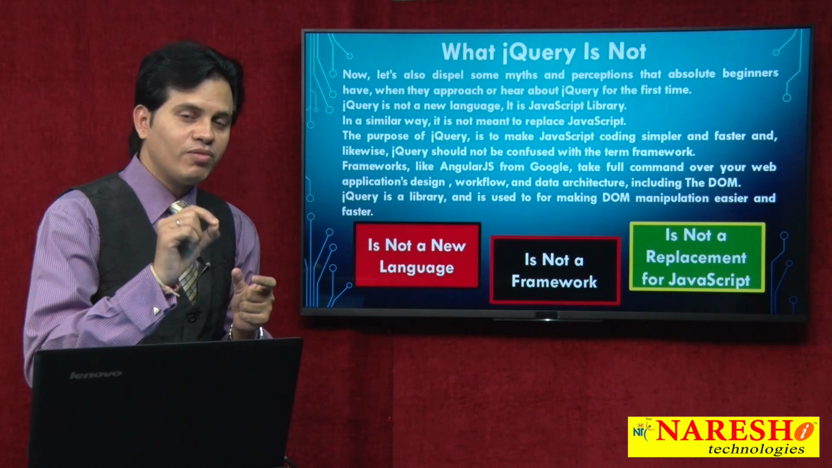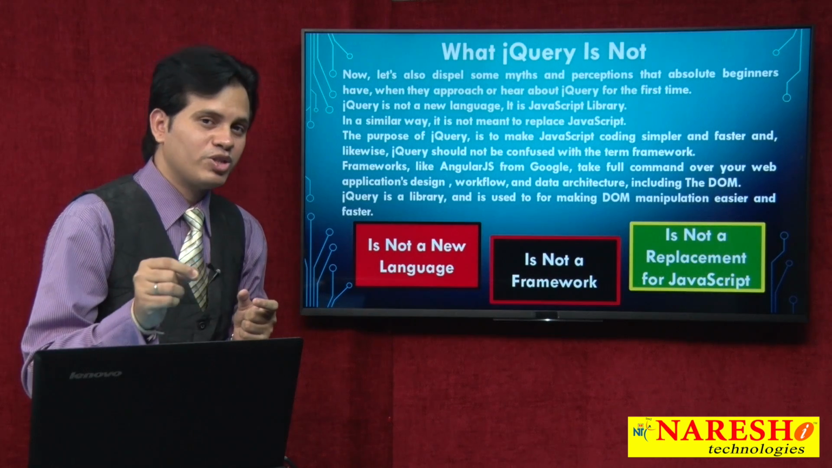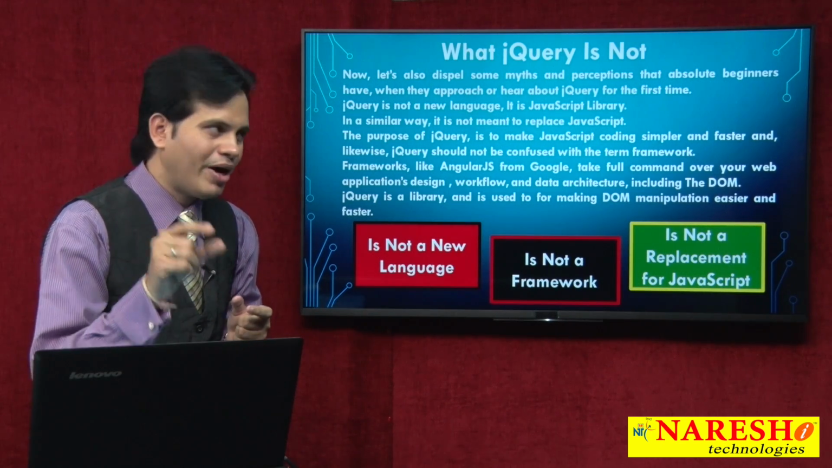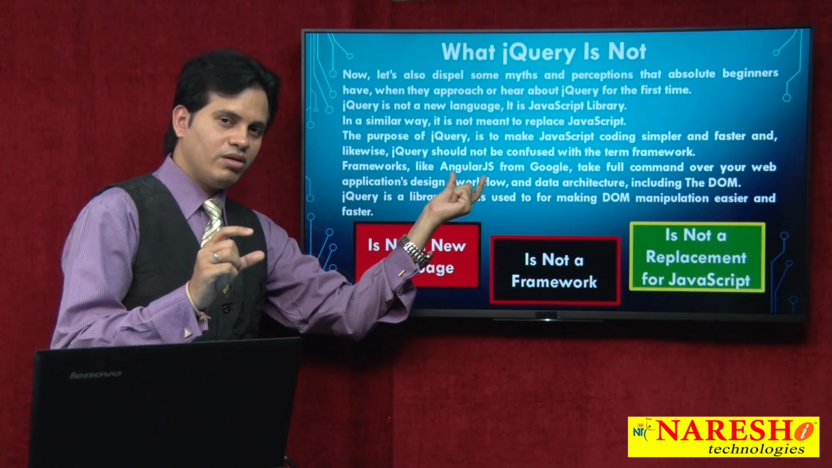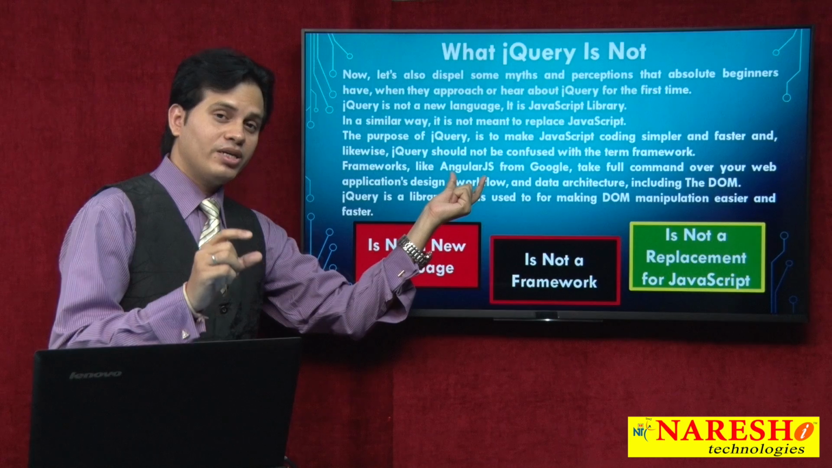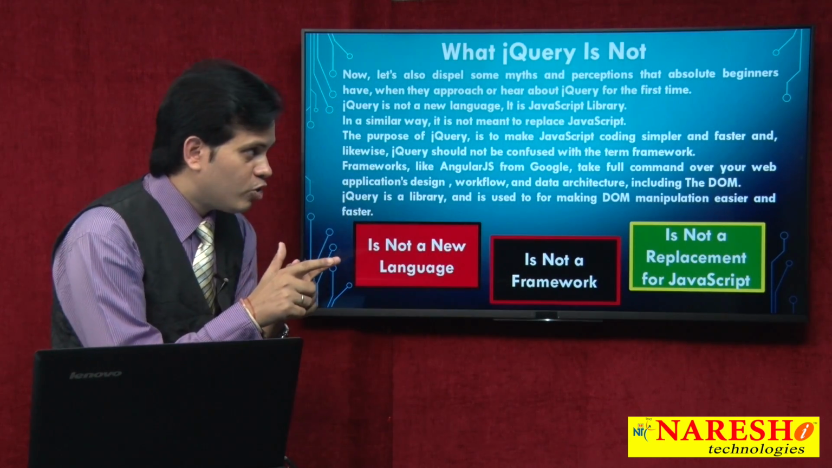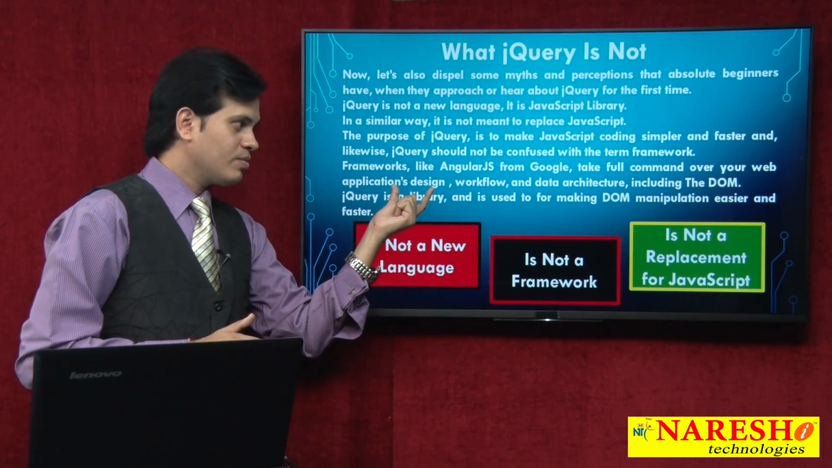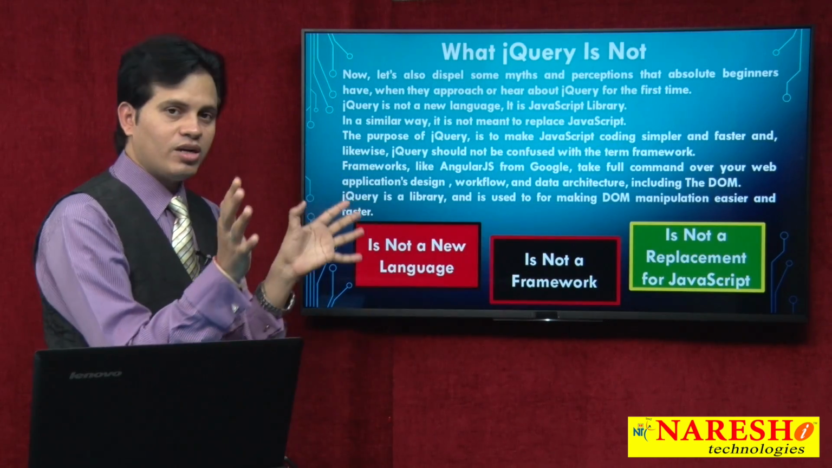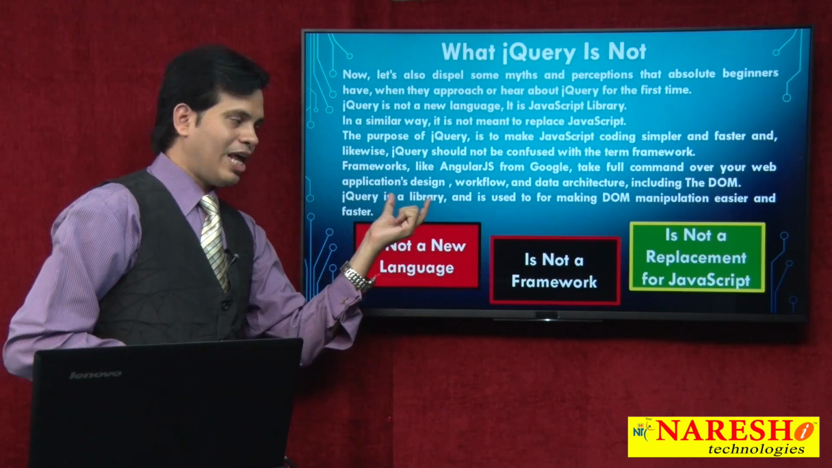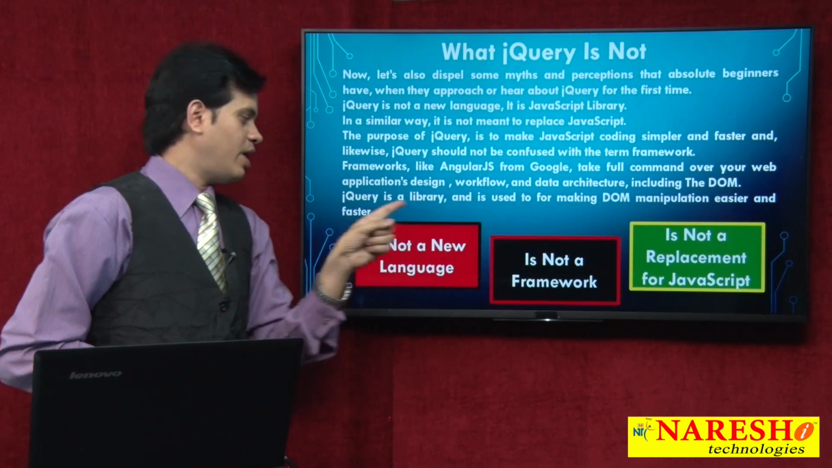And likewise jQuery should not be confused with the term framework. Somebody says jQuery is a framework software, but it is not. According to my experience, it is not a framework software. It is just a JavaScript library. Why? Take a framework like AngularJS. I hope somebody has heard of AngularJS; it comes under framework software. It is a JavaScript framework from Google. Take full command over your web application's design, workflow, and data architecture, including the DOM. Everything is covered in that. jQuery is a library and it is used for making DOM manipulation easier and faster.